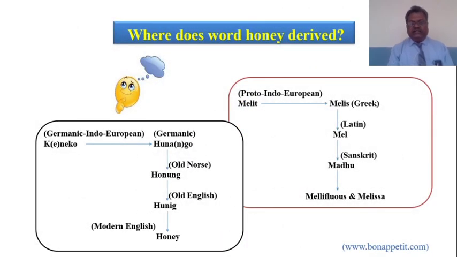When we see how the word honey is derived, in the Germanic Indo-European languages it was initially denoted as Kneko. Then in Germanic language it was later derived as Hunango. In Old Norse it was pronounced as Hunang, while in Old English it was Hunig. In modern English it is honey. In Proto-Indo-European it was initially melit, then melli by the Greeks, while in Latin it was mel. In Sanskrit it is madhu, and now it is melliferous and melissa.